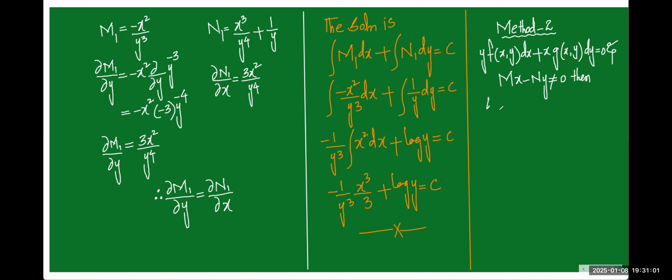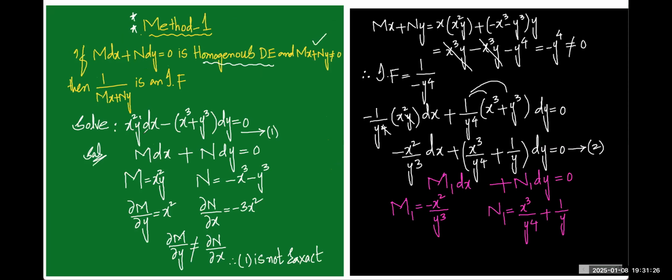Integrating factor is equal to 1 by mx minus ny. So let me solve one question. There you will see that we can also take y common from mdx and x common from ndy. Then you can see our question number 1 also. Is it possible to take y common? Yes, it is. But here we can't take x common. So it means it is unable to solve by method 2.